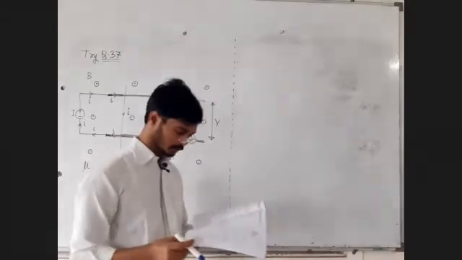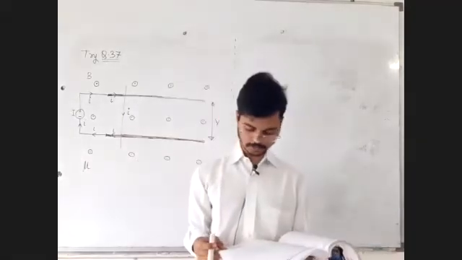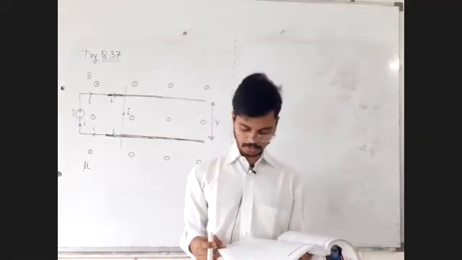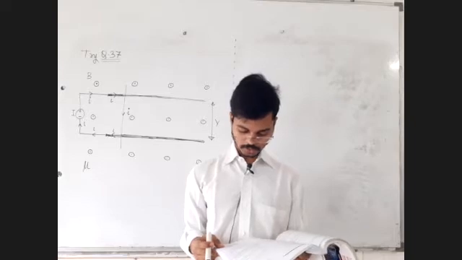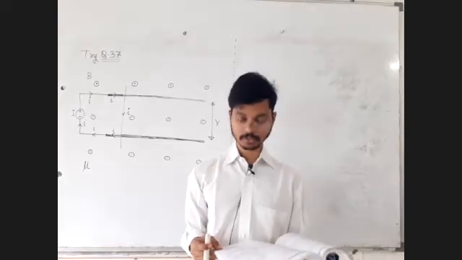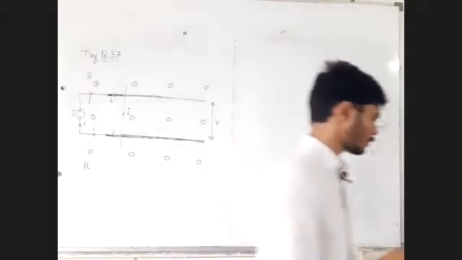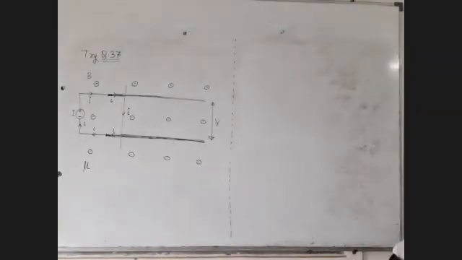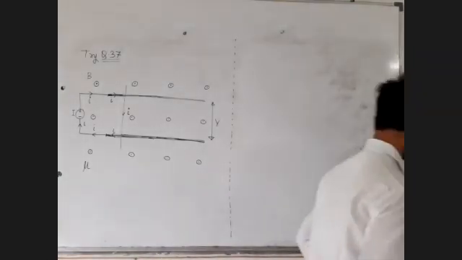What should be the minimum value of mu which can prevent the wire from sliding on the rails? Minimum value of mu to prevent the sliding of the wire on the rails.